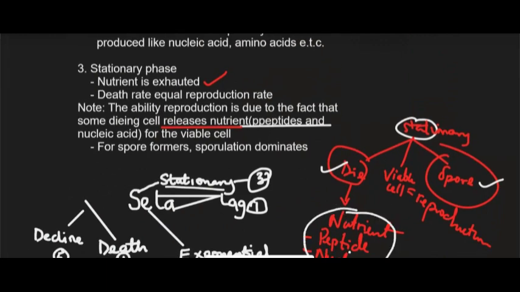Now, those that are dying, just as a summary, produce peptide and nucleic acid. Does that make sense? For what? For the viable cells. And once they do, these ones use these two components here and here to reproduce. Does that make sense? And that's why death rate is equal to reproduction rate. Does that make sense? All right. Then another thing is spore formation. Formation of spore is just to protect themselves from dying. Does that make sense? From the unfavorable condition.